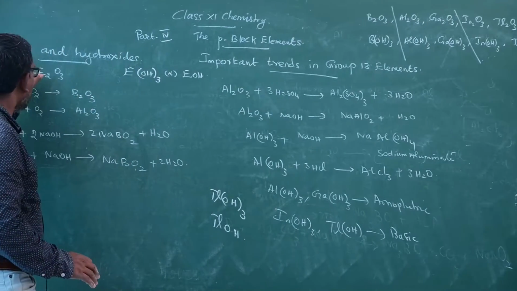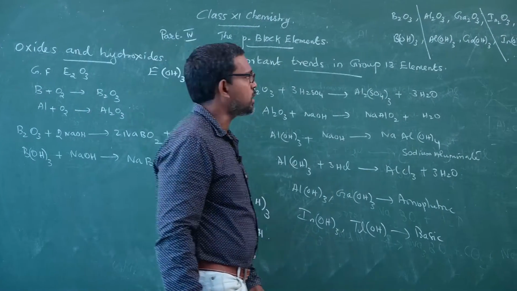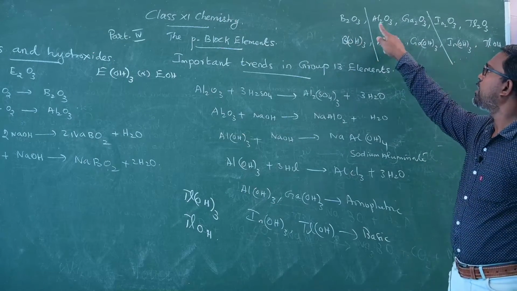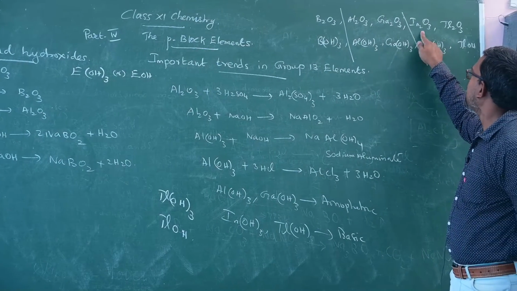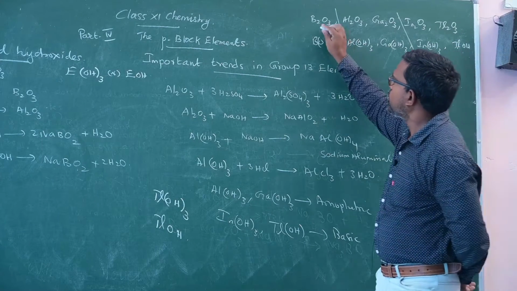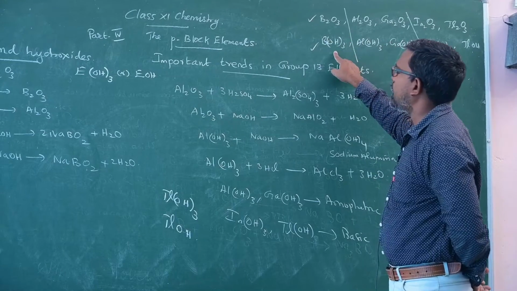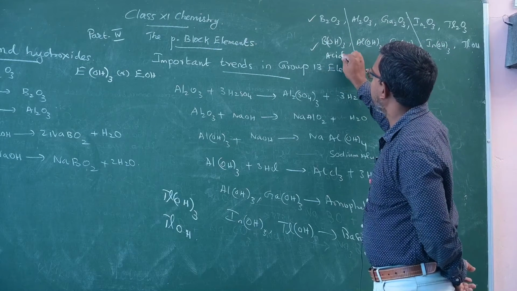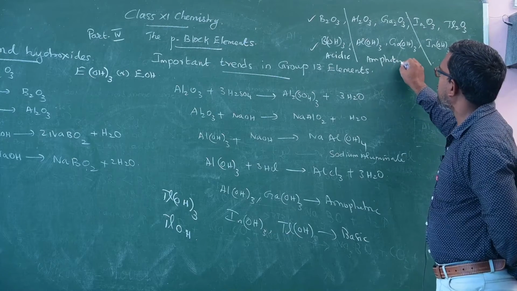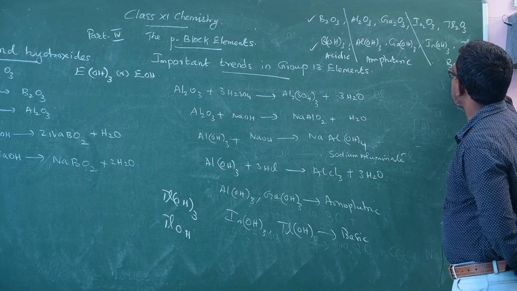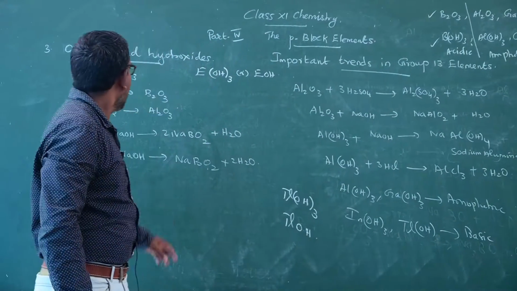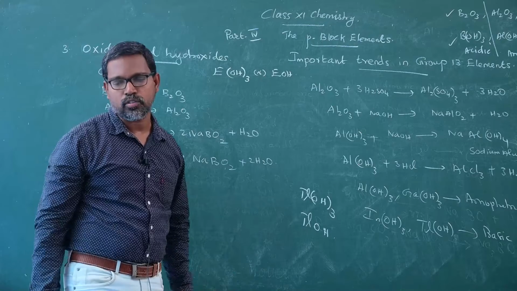To conclude the oxides and hydroxides of group 13, the oxides are boron trioxide, aluminium trioxide, gallium oxide, indium oxide and thallium oxide, with the corresponding hydroxides. The first of these are acidic in nature, the next are amphoteric in nature, and the last are basic in nature. So these are some trends in the oxides and hydroxides.